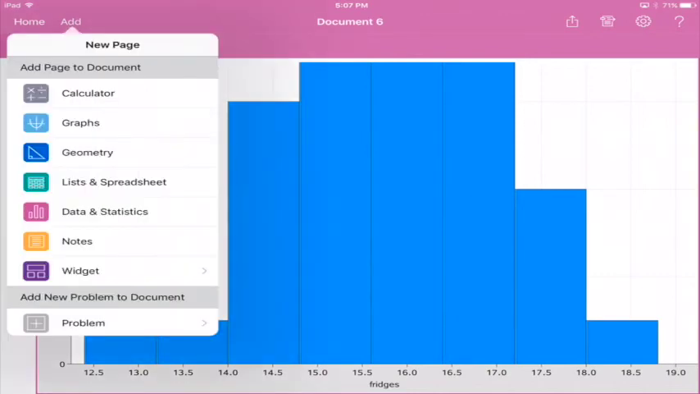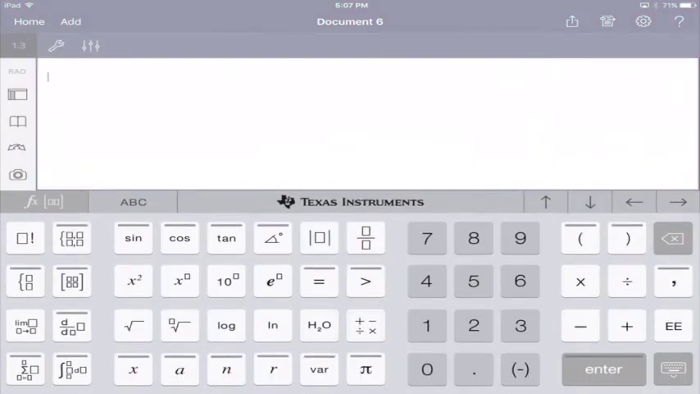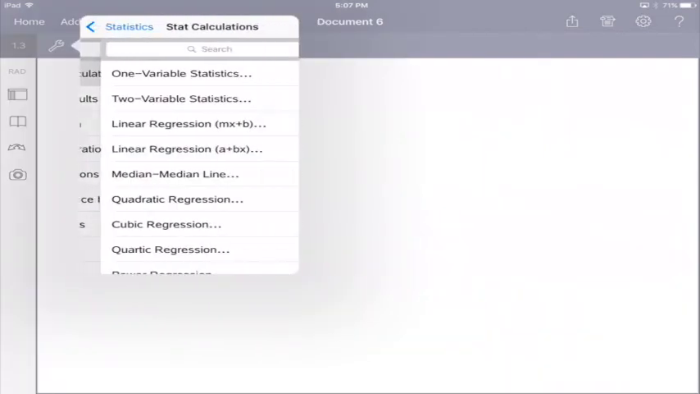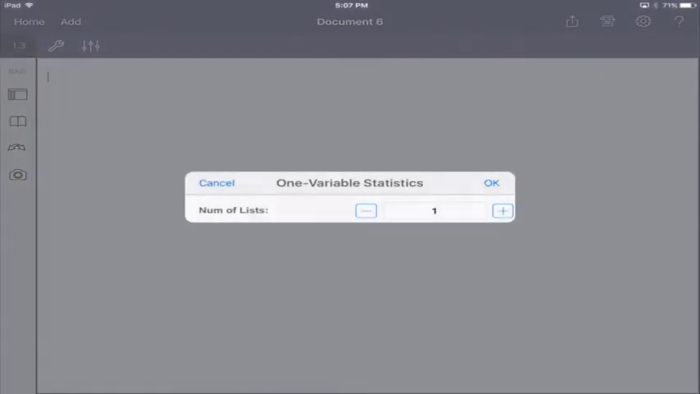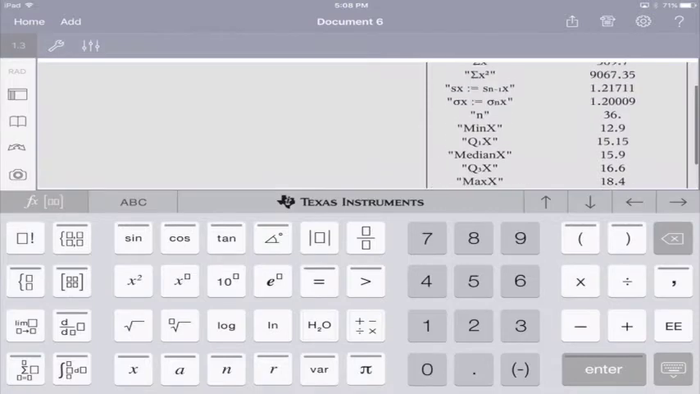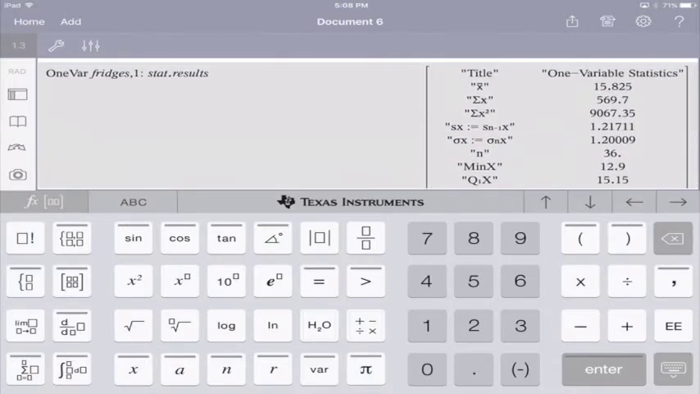So we need a calculator page, and we're going to do the one variable stats. So menu, stats, stat calcs, one variable stats, and we're going to use our fridge data. So you can see our mean is 15.825. And again, it's x bar because this is a sample. We don't have all of the fridge data everywhere. So we're also going to use s of x, that's 1.217. And we'll round that to 1.22.